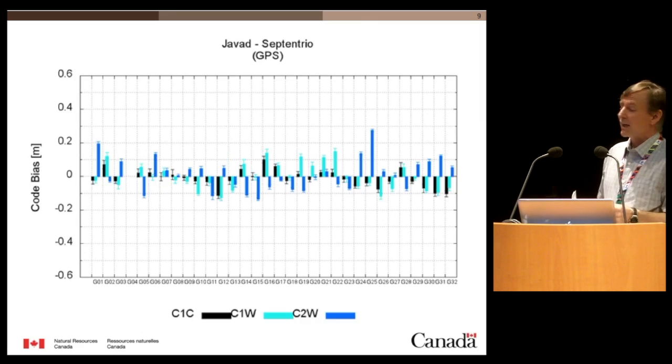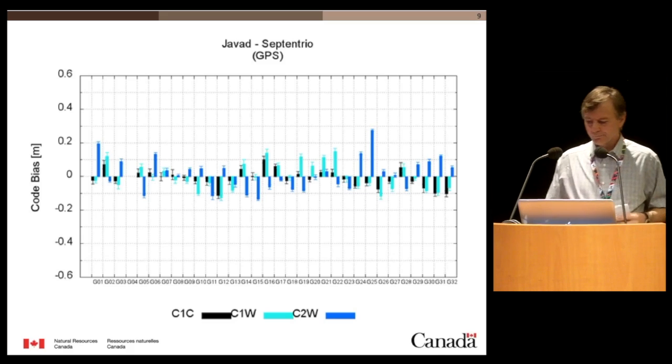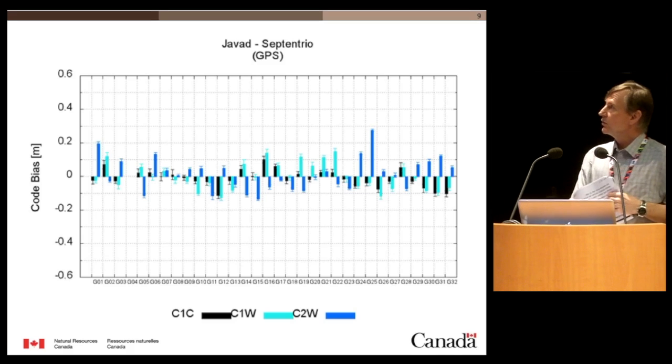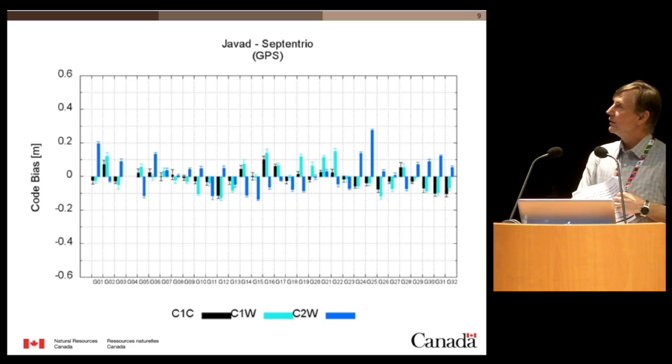So here's the compatible receivers. I believe that the Javad has been widely used in the IGS. It's a P1, P2 tracking receiver. And we have a bias as high as almost 0.3 for, I think it's G25, and for others, there's 0.2, 0.3 of a meter.